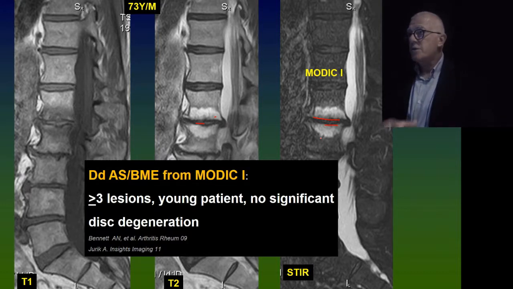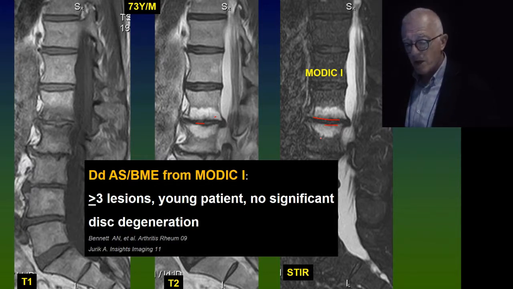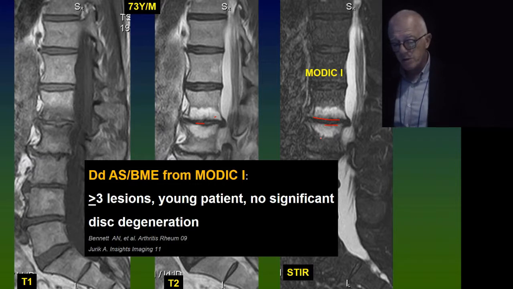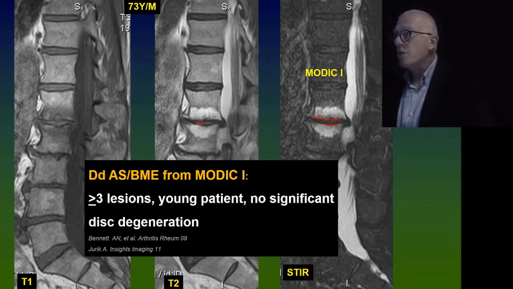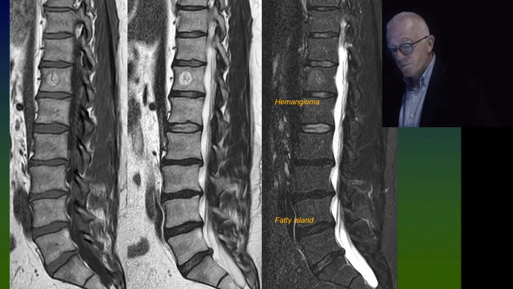So this is a typical difficult scenario, where we have to discriminate between Modic changes and Andersson lesions. So if we have more than 3 lesions in a young patient, not in the lower lumbar spine, without significant disc degeneration, this is probably going to turn out to be an Andersson lesion.